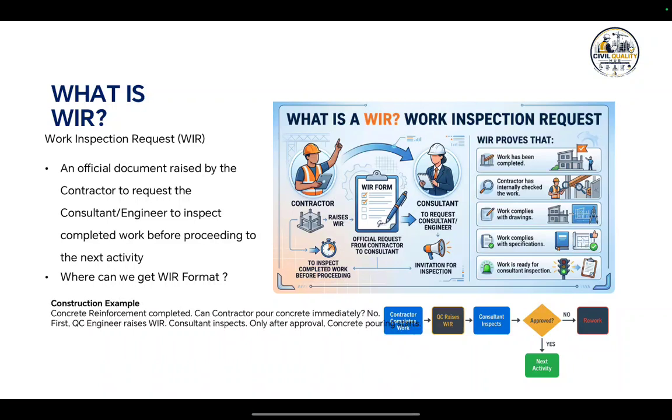Using the approved format ensures compliance with the project quality management system. So now let us move to a practical example. Suppose reinforcement work for a concrete slab has been completed. Can we immediately start the concrete pouring? No, absolutely not. First, the QA/QC engineer will perform an internal inspection. If everything is satisfactory, then a WIR is submitted. Then the consultant inspects the work. Only after receiving approval can we proceed with concrete pouring. Skipping the WIR process may lead to NCRs, rejected work, or even demolition.